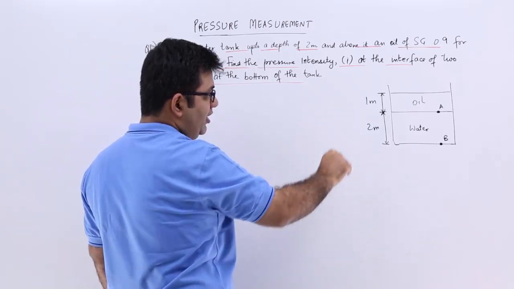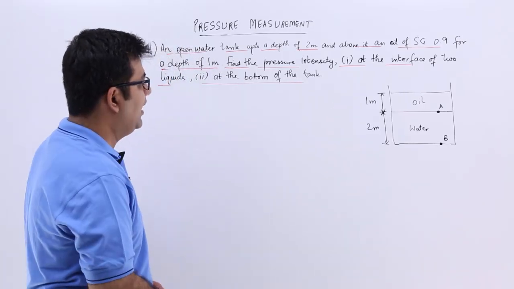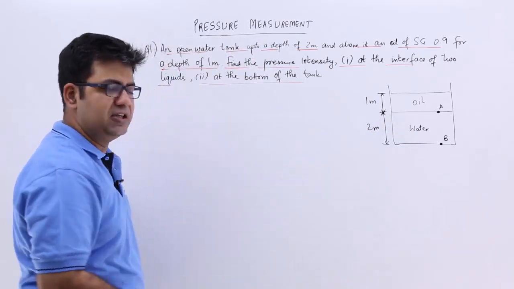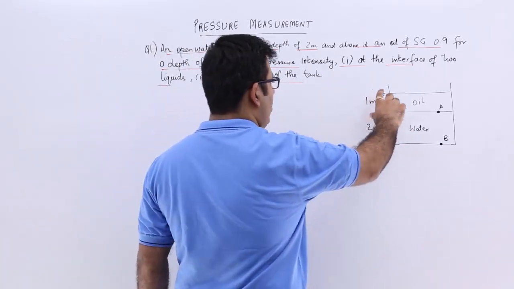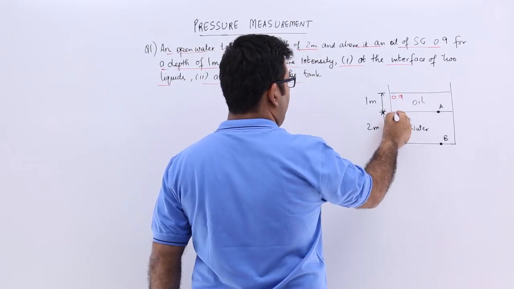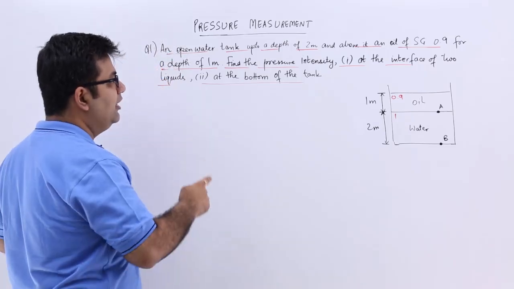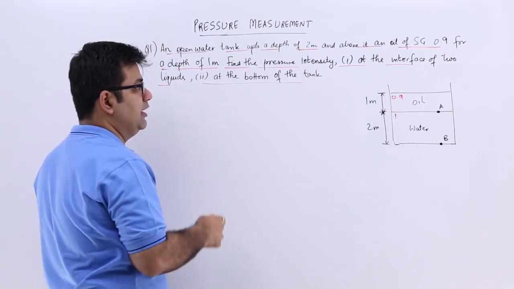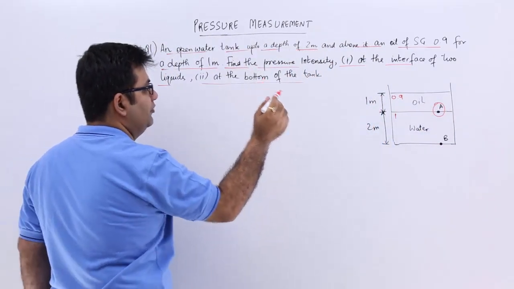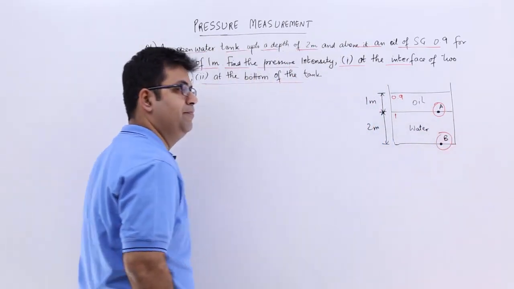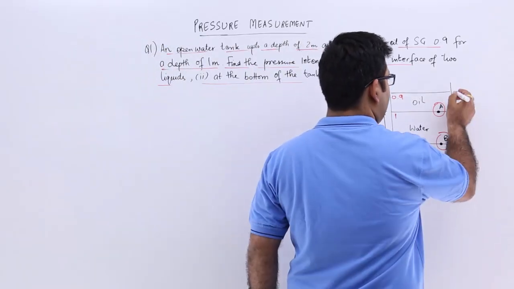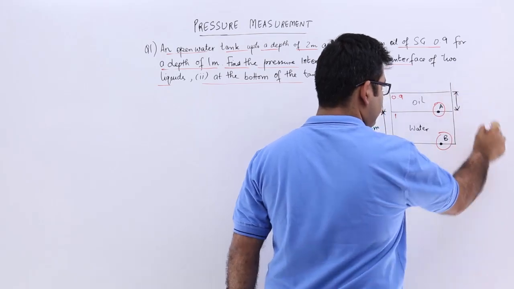So that is the figure you would like to refer to. You have a depth of 2 meters with water, and on top of this you have oil with a depth of 1 meter, and the specific gravity is 0.9 for this, and for water it is 1. We need to find the pressure at the interface of two liquids, that is at point A over here, and at the bottom of the tank, which is at point B over here.